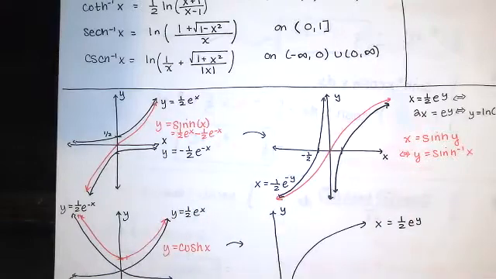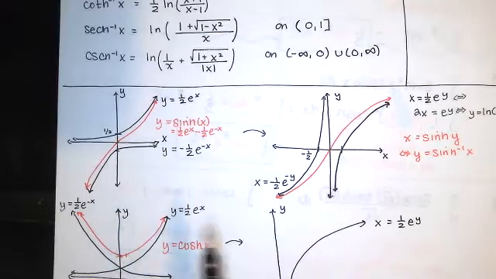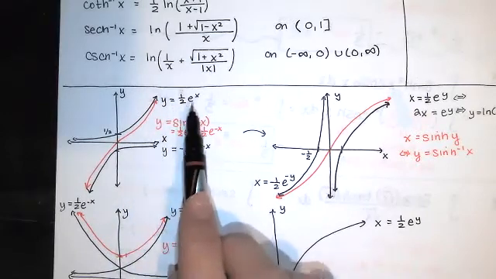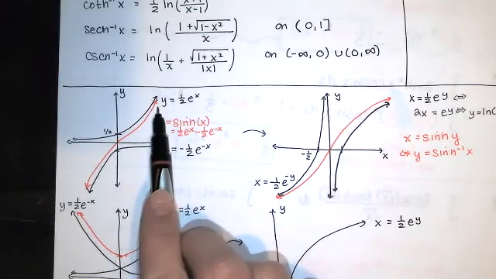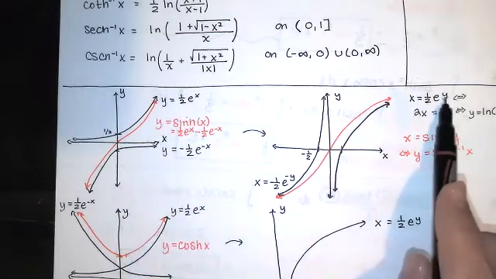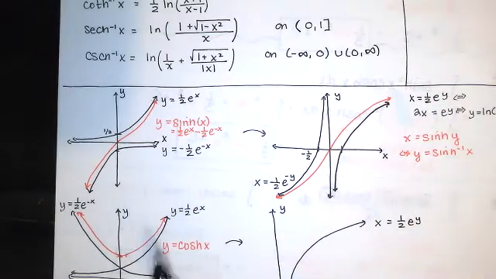So remember, that's how inverse functions work. You're just switching x and y because these are two functions that undo each other. This one goes from x to y. When we do the inverse function, we want to go from y back to x. So that's why we switch.